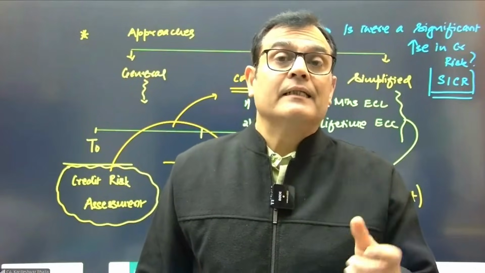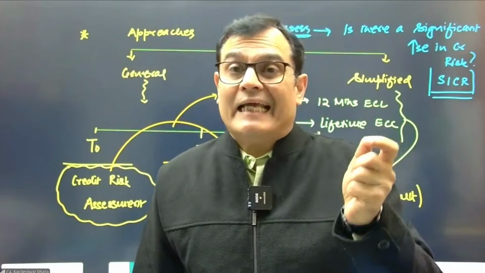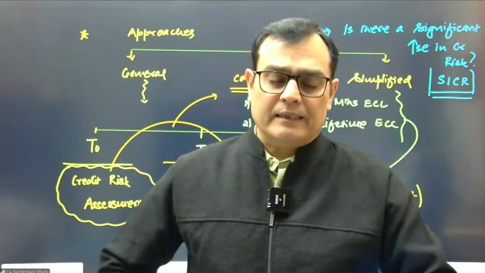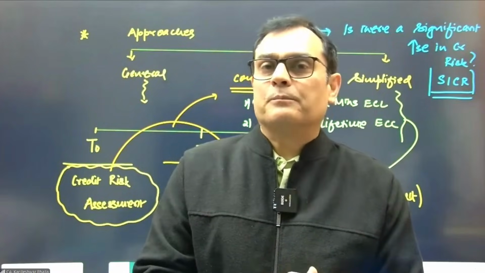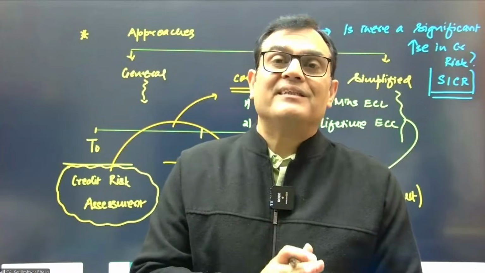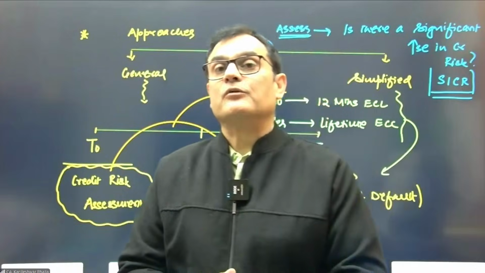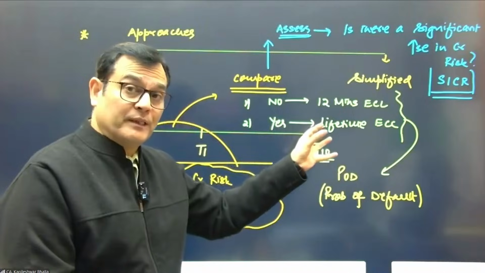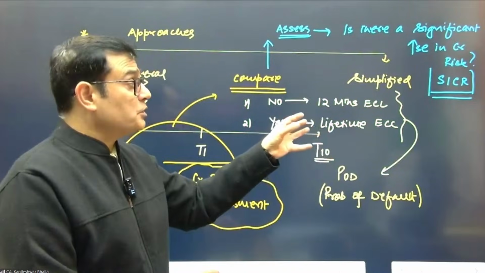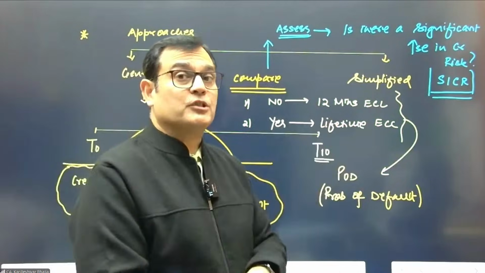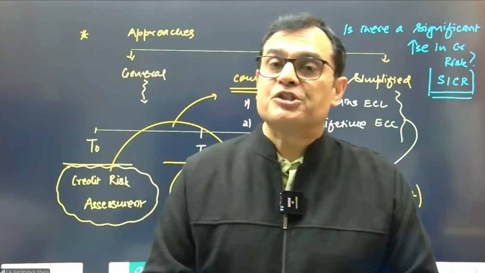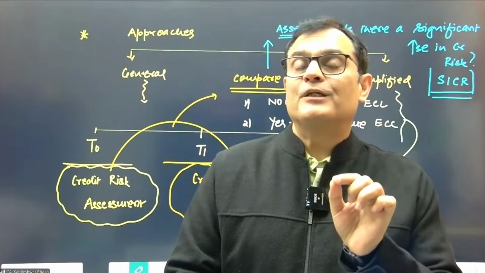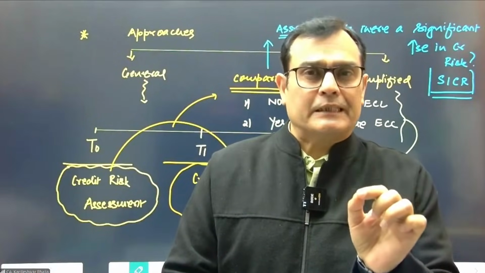You need to understand what kind of approach is applied, and conceptually you need to be clear that once the general approach is applied and you make the assessment of the significant increase or not, looking at the conditions which will prevail over the next 1 year or the conditions which will prevail over the lifetime of the instrument, you are able to achieve what is called the probability of default. So we will get a percentage.